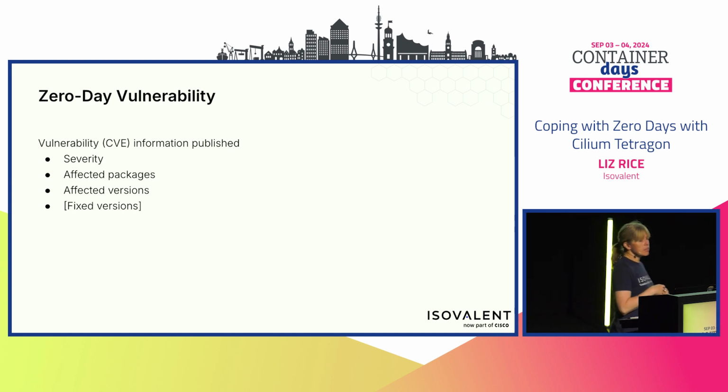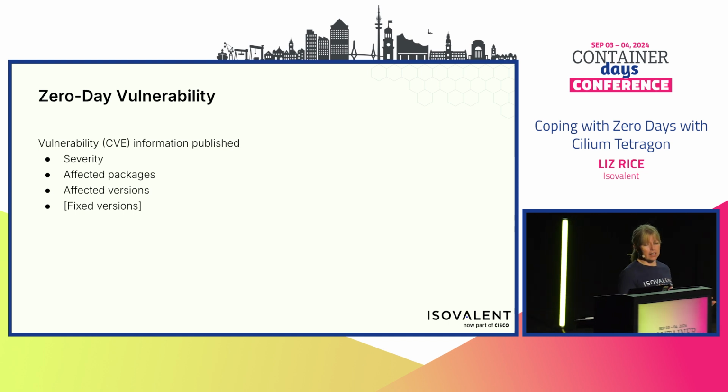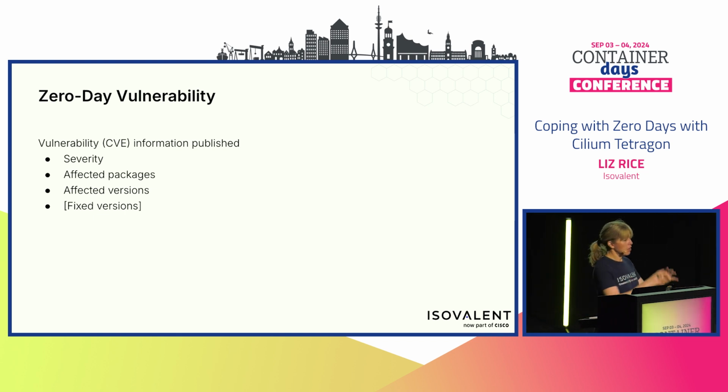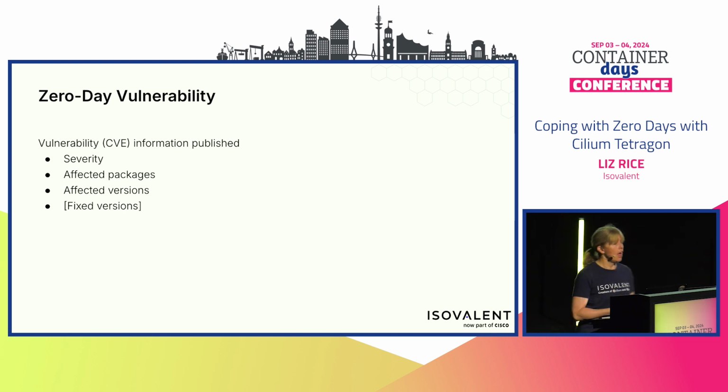And typically, the first we hear about it is that there's a CVE, Common Vulnerabilities and Exposures, information about this vulnerability that gets published. And it will include things like a brief description of what the vulnerability is. It will tell you how serious it is. And it will tell you what packages and what versions of those packages are affected.